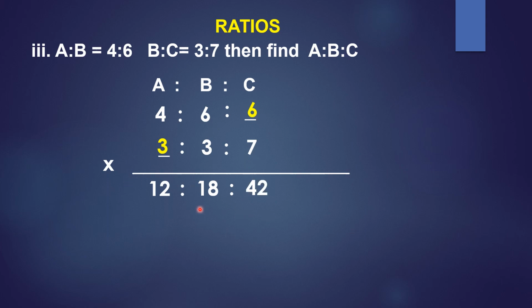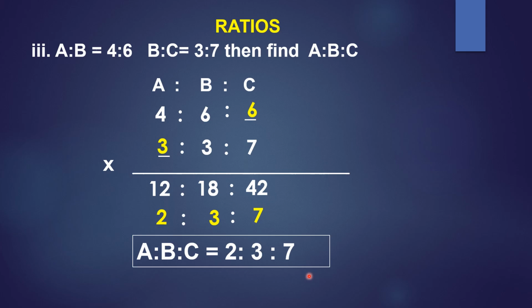That's it. Now we can cross out, see the common multiple. So we can consider 6. 6 2s are 12, 6 3s are 18, and 6 7s are 42. Therefore, the ratio of A is to B is to C is 2 is to 3 is to 7. If you want only A is to C, you can take it as 2 is to 7. B is to C is how much? 3 is to 7. By looking at this, you can give the answer.